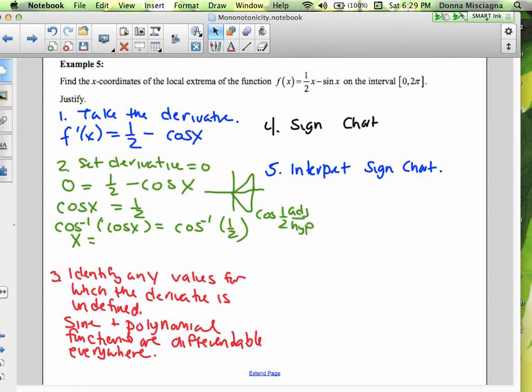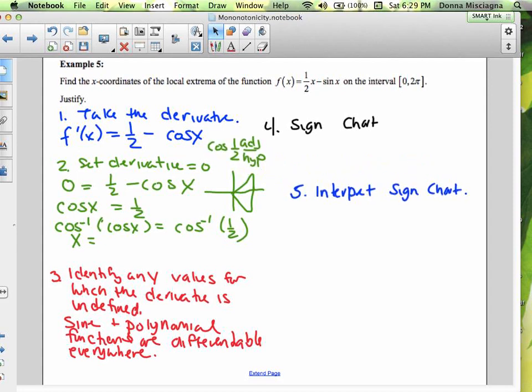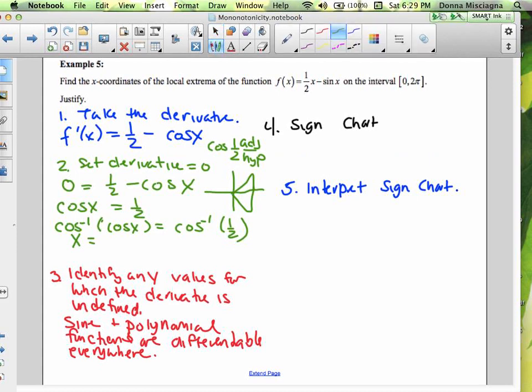This is getting in the way of our interpretation, so I'm going to move this up here. That means the adjacent has to be 1, and the hypotenuse has to be 2. What triangle has 1 and a hypotenuse of 2 as part of its sides? If you weren't sure, you could use the Pythagorean theorem and find that the missing side is the square root of 3. So this is a 30, 60, 90 triangle.